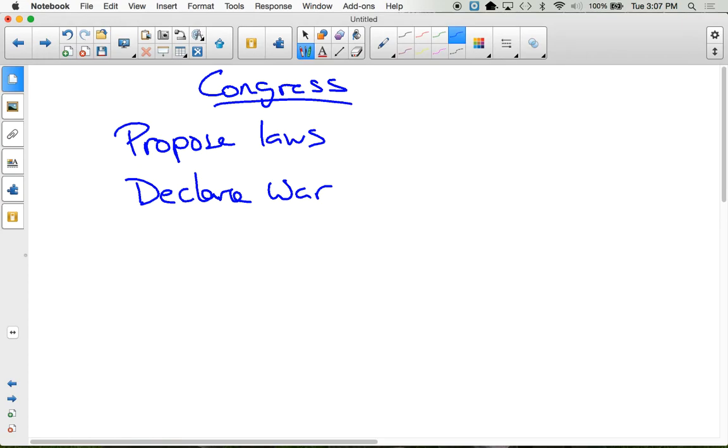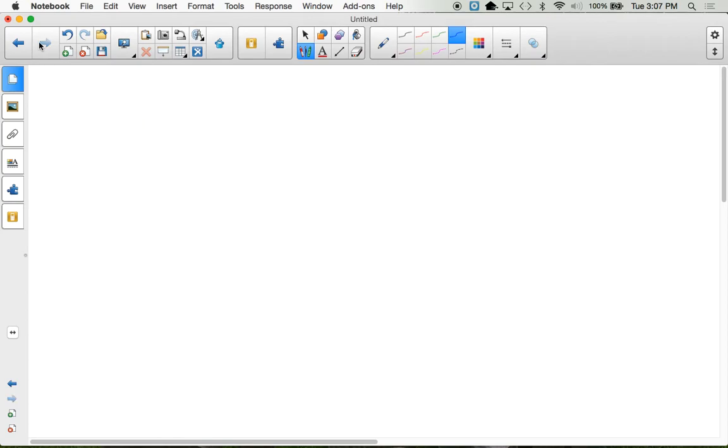They can pass laws. When you want to pass a law, the way it works, and this is a good chart on page 9 in your packet, is that a bill is proposed in either the House or the Senate.